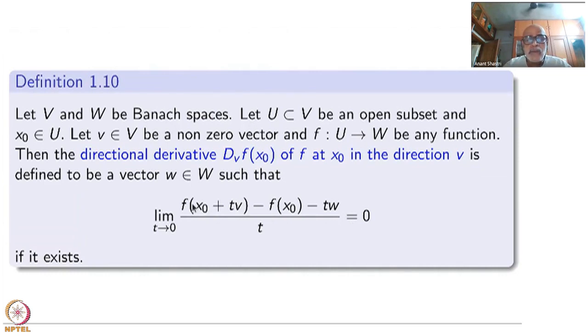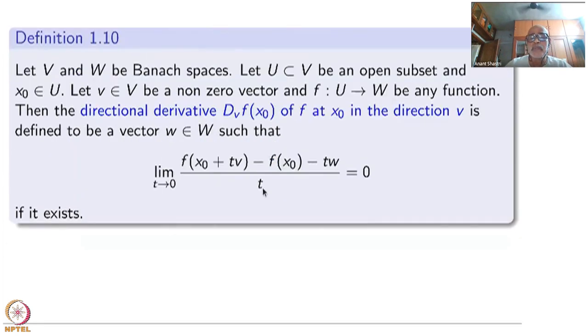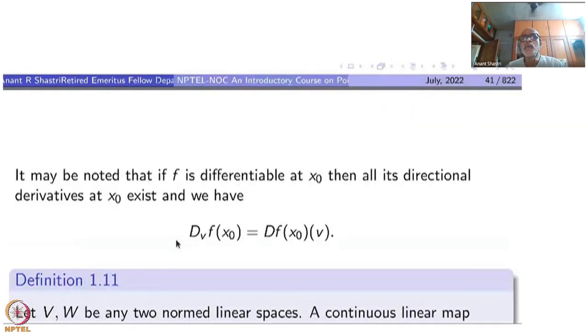In other words, the function f of x naught plus t times v must be differentiable as a function of t, and its derivative is w. That's called the directional derivative, exactly the same definition as in usual multivariable calculus. You can immediately verify that all directional derivatives exist as soon as the derivative at x naught exists. So one often calls the derivative you defined the total derivative. We can talk about partial derivatives, but then you have to fix coordinates, and in Banach spaces, coordinate fixing is something very fishy. You don't want to do that.